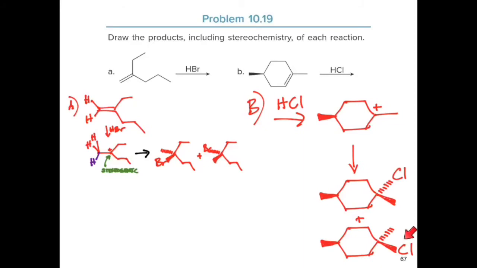By analyzing these two structures, you can see that they're actually not enantiomers, but rather diastereomers. The reason why is because they are not mirror images, but they're also non-superimposable. And so that's the very definition of diastereomers, which is different from enantiomers.